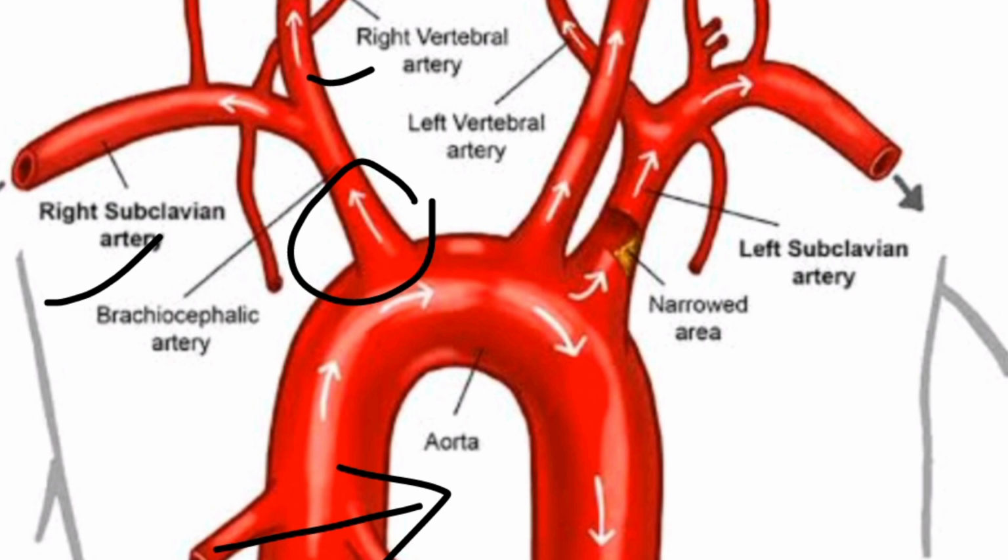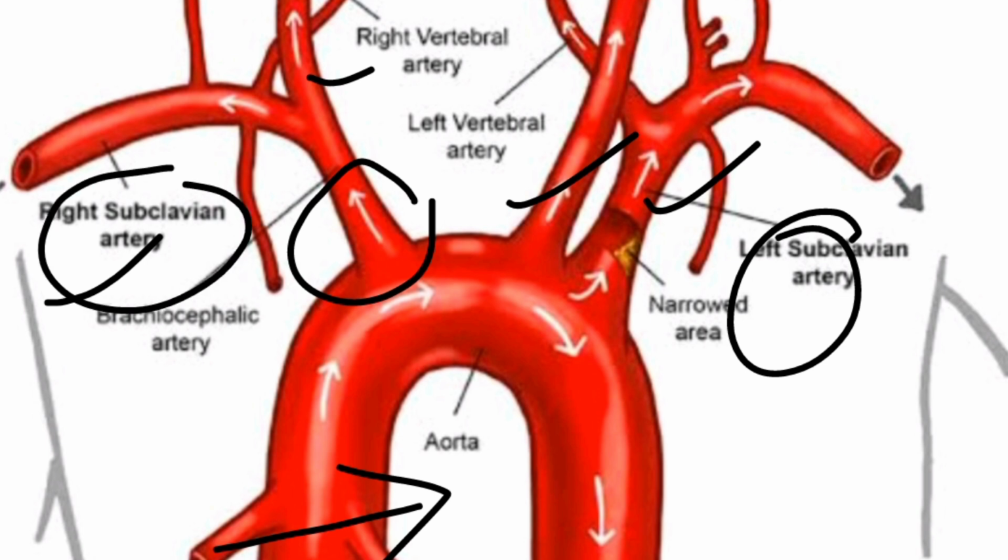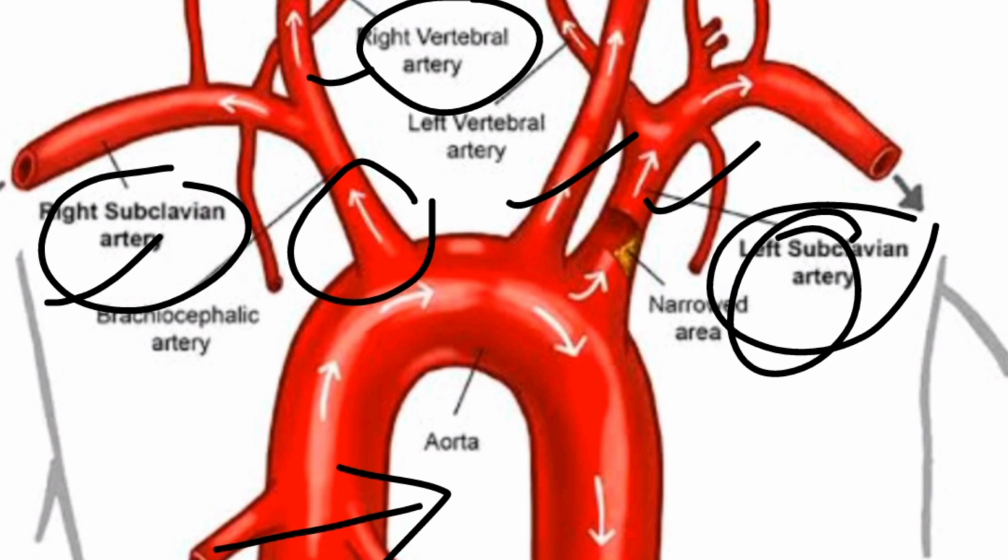But for the left side we do not have this brachiocephalic artery. For the left side we directly get our branches like the left subclavian artery and the left common carotid artery. The thing we have to focus on at this time are the subclavian arteries. So we have this right subclavian artery and this left subclavian artery, and from the right subclavian artery we get our right vertebral artery, and the left subclavian artery gives the branch left vertebral artery.